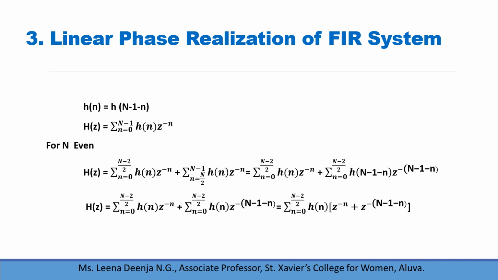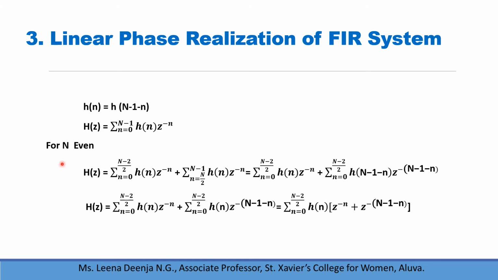The third form of realization is linear phase realization. For this linear phase FIR filter, the impulse response h of n is h of N minus 1 minus n. And the transfer function H of Z is the Z transform of the impulse response h of n, that is equal to sigma n equal to 0 to N minus 1 h of n Z raised to minus n. And there are two different cases.